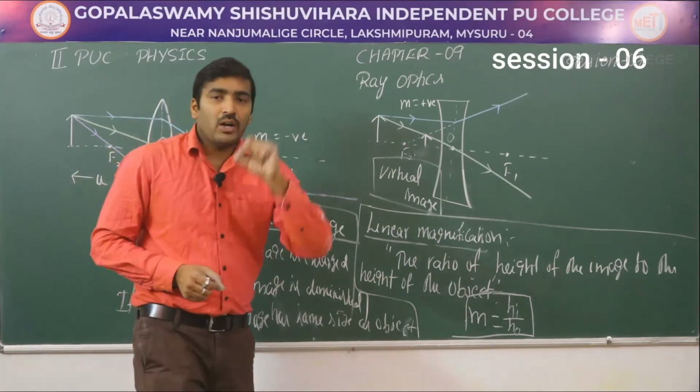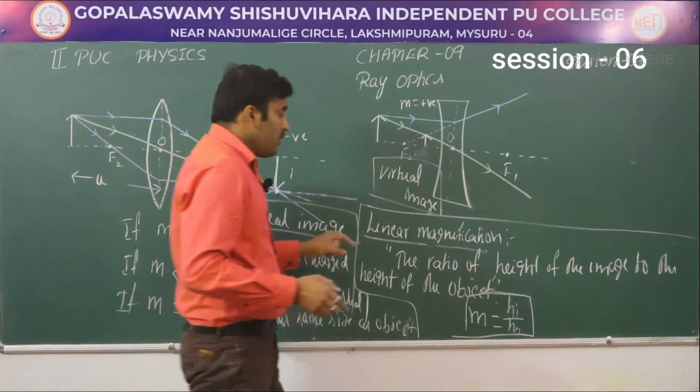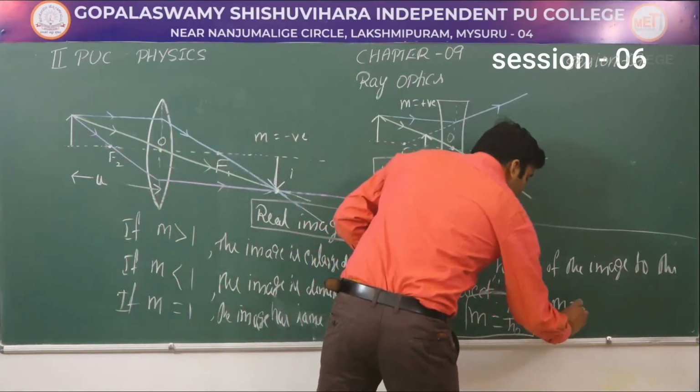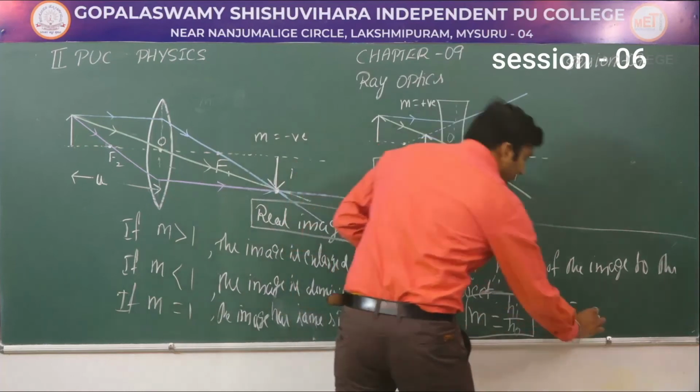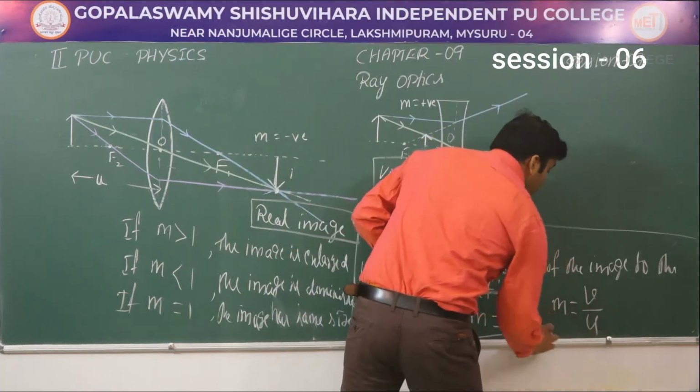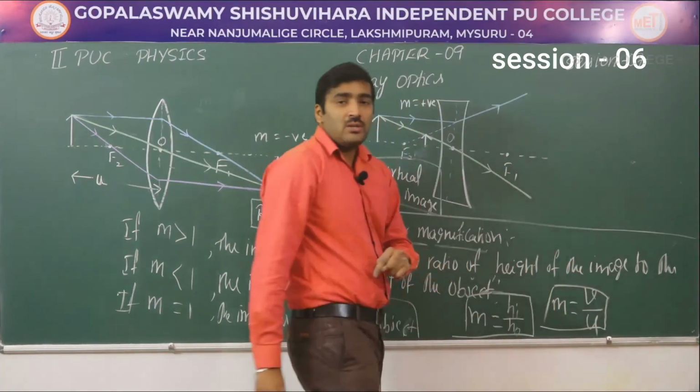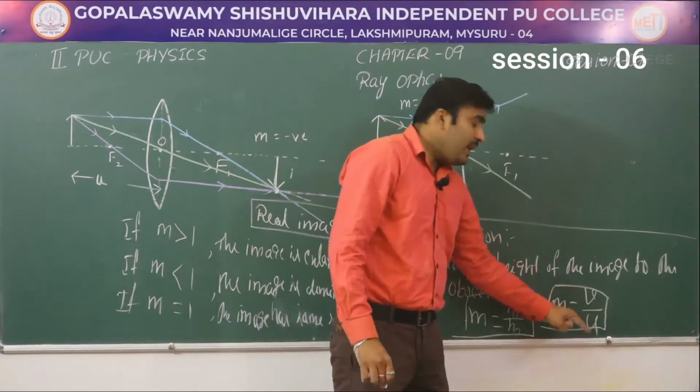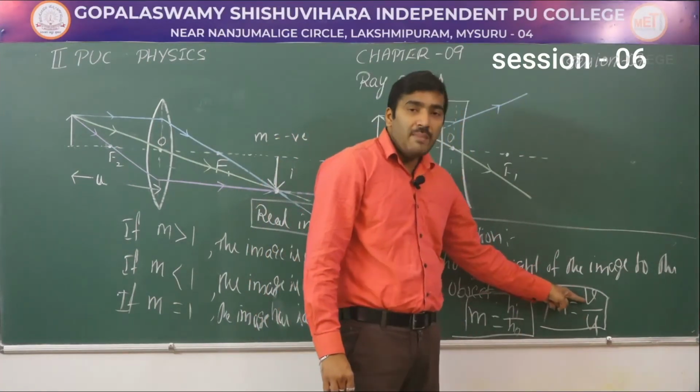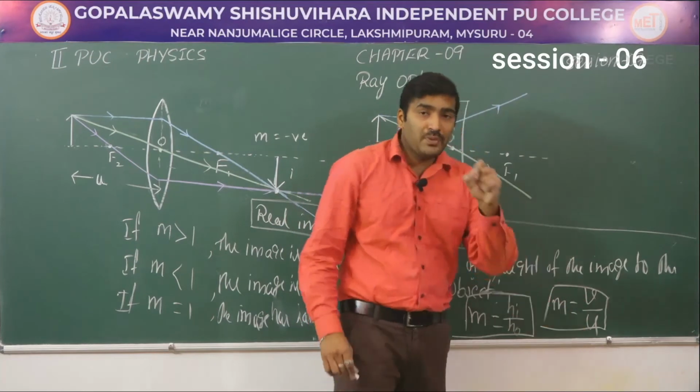So I forgot to say one more thing here. The magnification for a lens is also given by the equation v by u. Okay, magnification is also given by v by u. What is v? v is the image distance and u is the object distance.